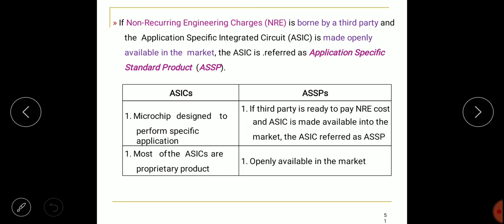Okay, that is costly. Next point: most ASICs are proprietary products, while the ASSP is openly available in the market. So those are the two differences we have between these two types of processors.